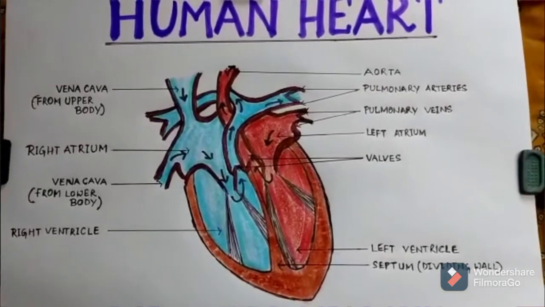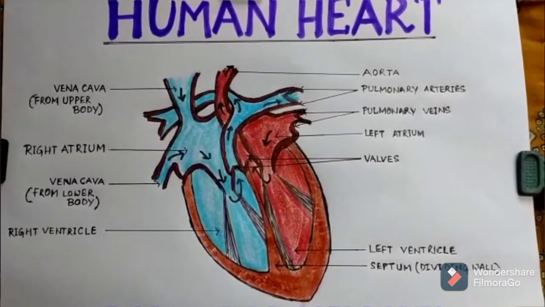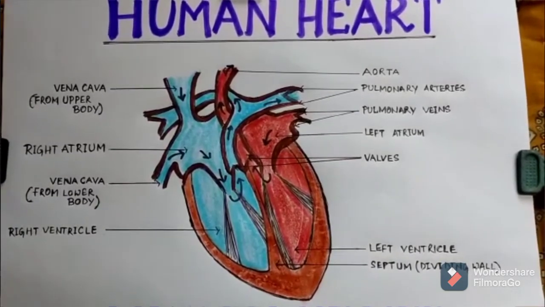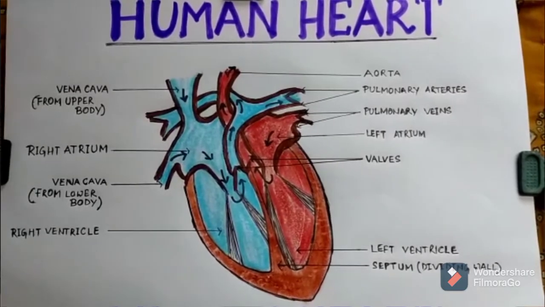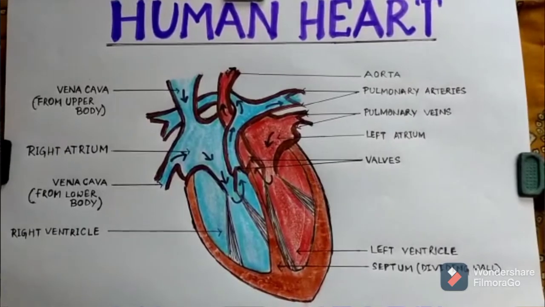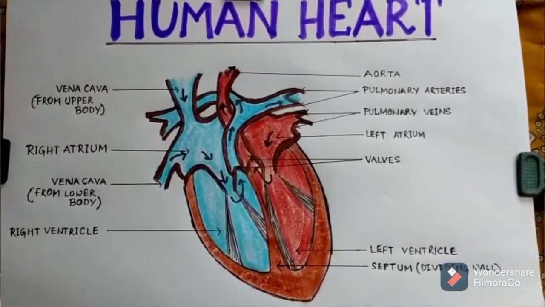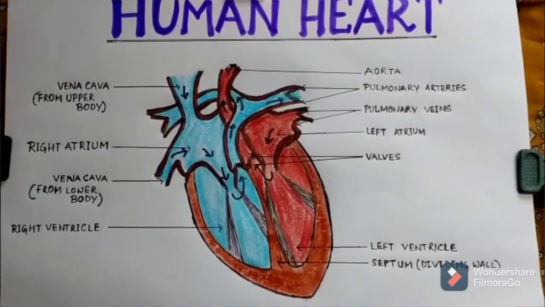Good afternoon, students. Today we will discuss the human heart, the structure of the human heart, and I will explain the process of double circulation in the human heart, how double circulation takes place. As you can see here, I have drawn the diagram which is from your book. Let me explain the detailed structure first.